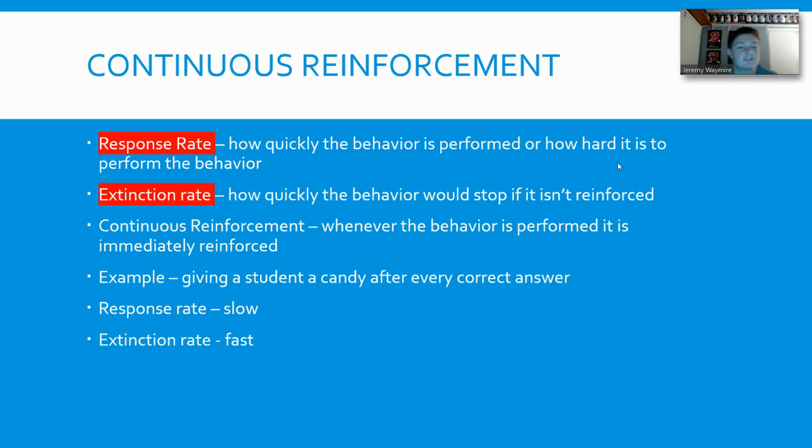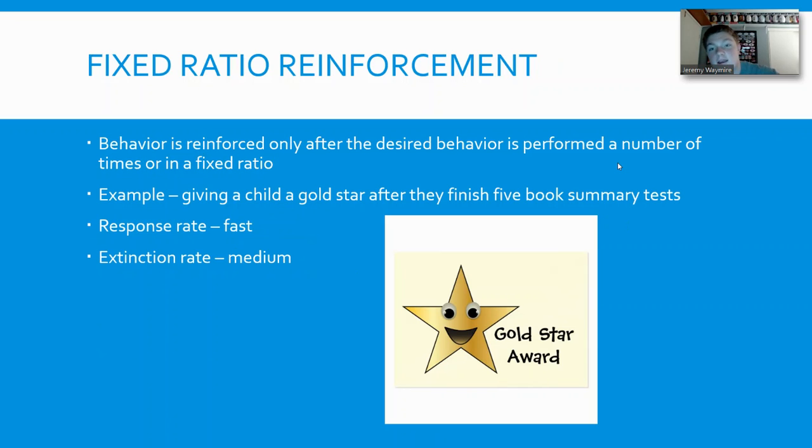The extinction rate is fast, so as soon as you stop rewarding it, it's not going to be doing it that much. So if the rat suddenly stopped getting food for pulling the lever, the rat would stop pulling the lever very quickly. It wouldn't need to do that anymore. It didn't really learn the importance of that behavior.